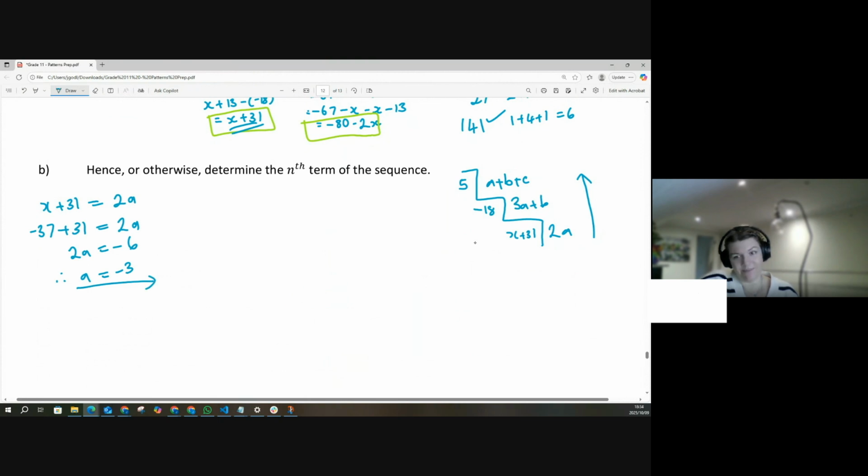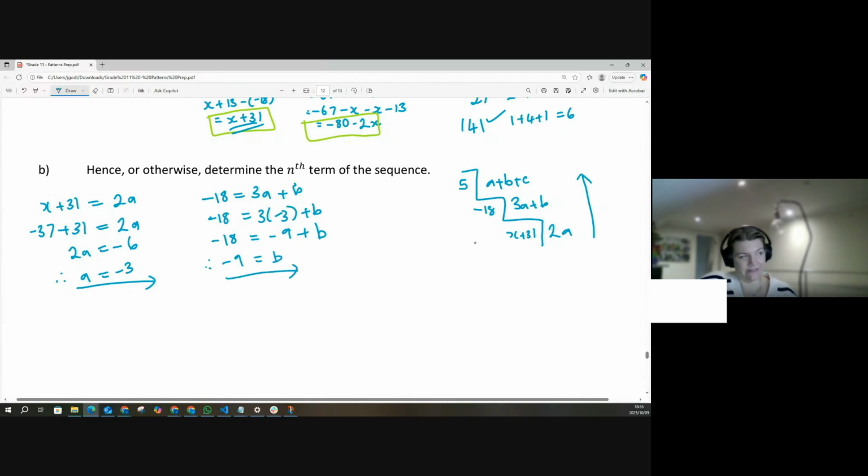Step 1 done. Step 2, negative 18 is equal to 3a plus b. That's a really weird b, but you know what I'm talking about. Negative 18 is equal to 3 times negative 3 plus b. Negative 18 equals negative 9 plus b. Negative 9 is equal to b.